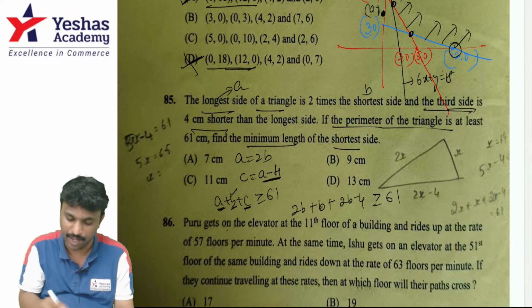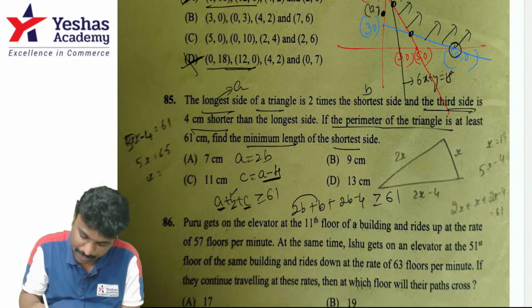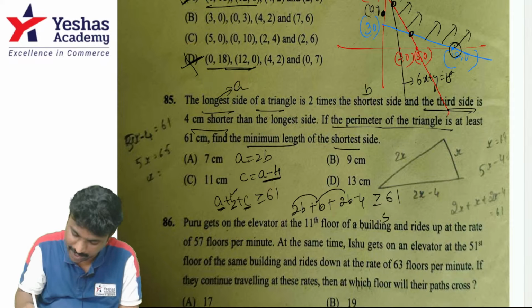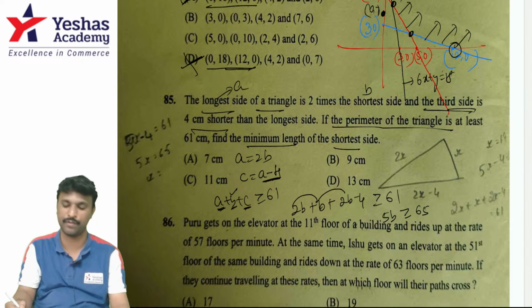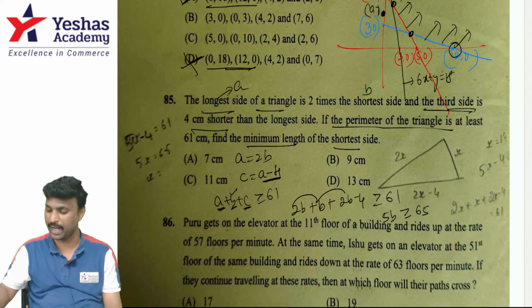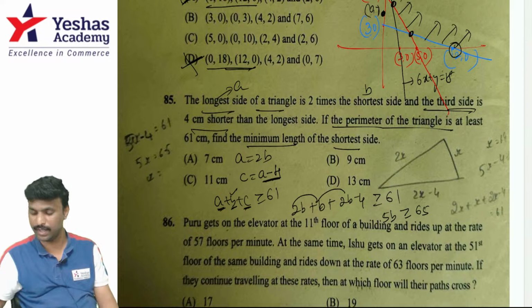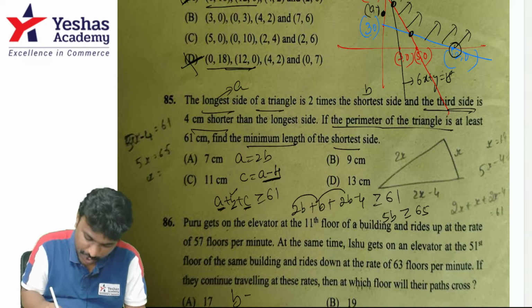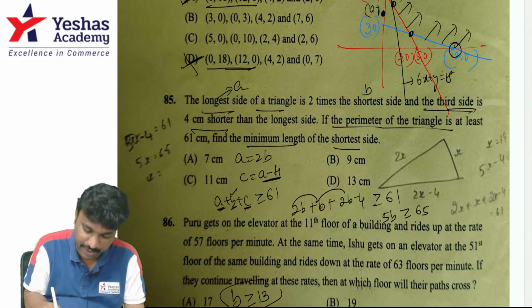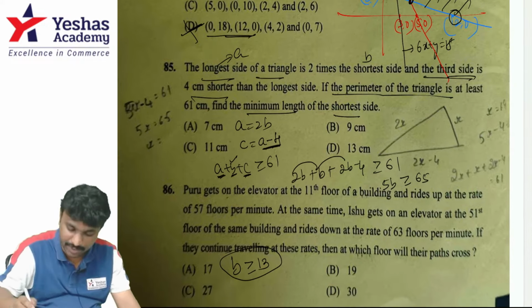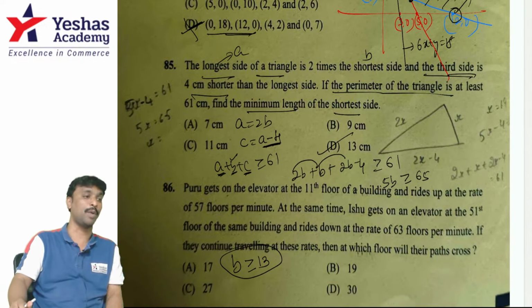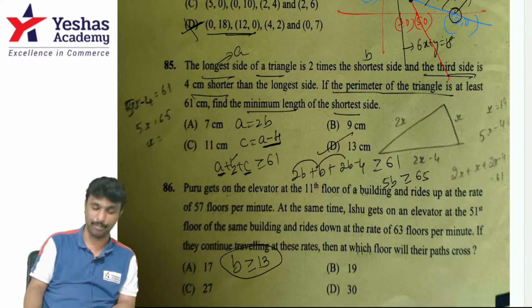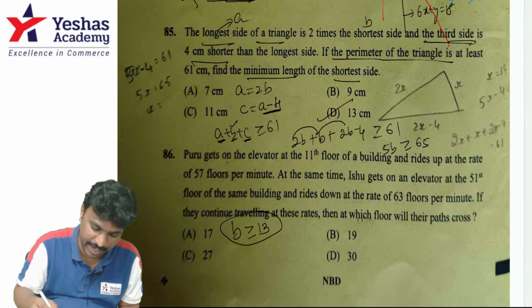Now 2B plus B is 3B, 3B plus 2B is 5B. 5B is greater than or equal to 65, because 61 plus 4 is 65. So 65 divided by 5 gives me what? 13. That means B should be greater than or equal to 13. The shortest side should be at least 13 centimeters. That means option D is the right answer. Have you understood? Moving on to the next question.